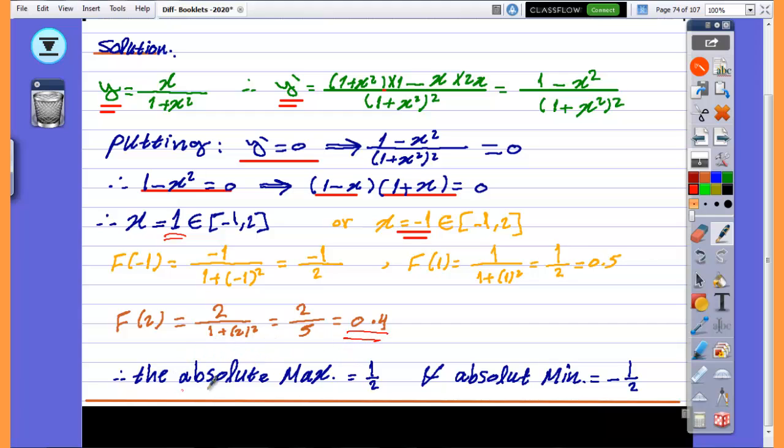So the absolute maximum here is half, f of 1, because f of 1 equals 0.5. It's the greatest value in this interval, negative 1 and 2, so it is the absolute maximum. And the smallest value, when x equals negative 1, we get f of negative 1 equals negative 1 over 2, so that's why the absolute minimum value is negative 1 over 2.